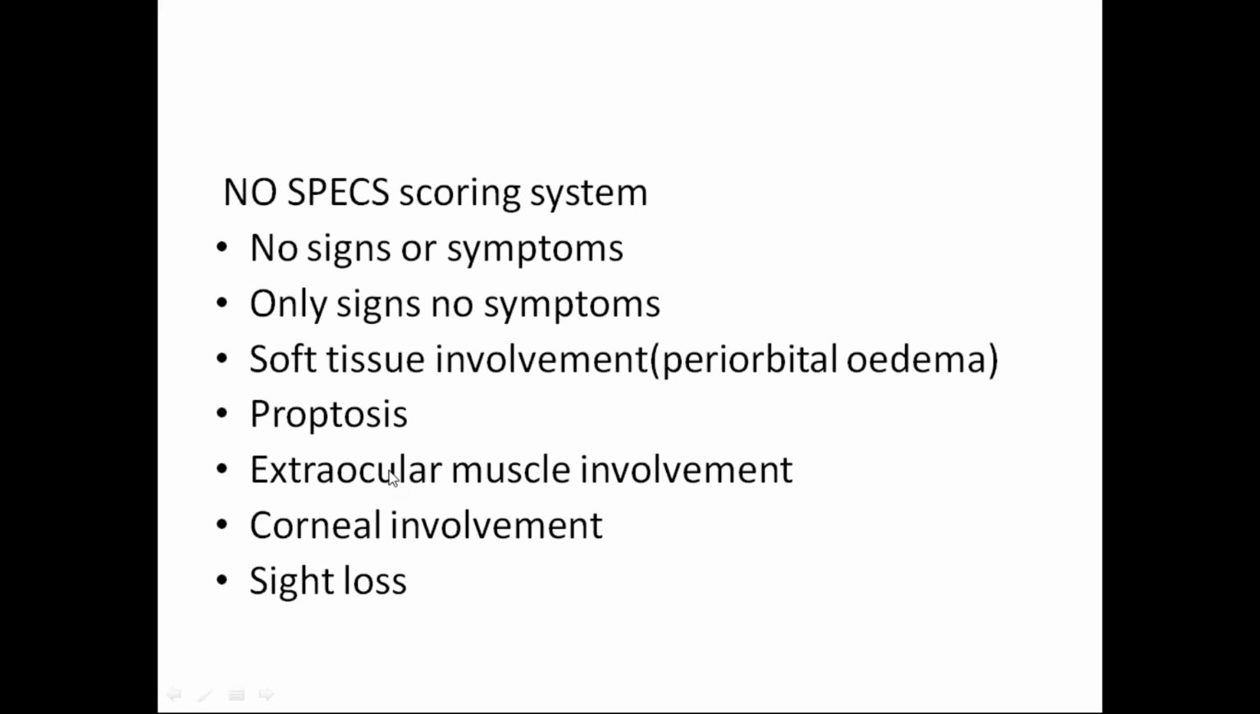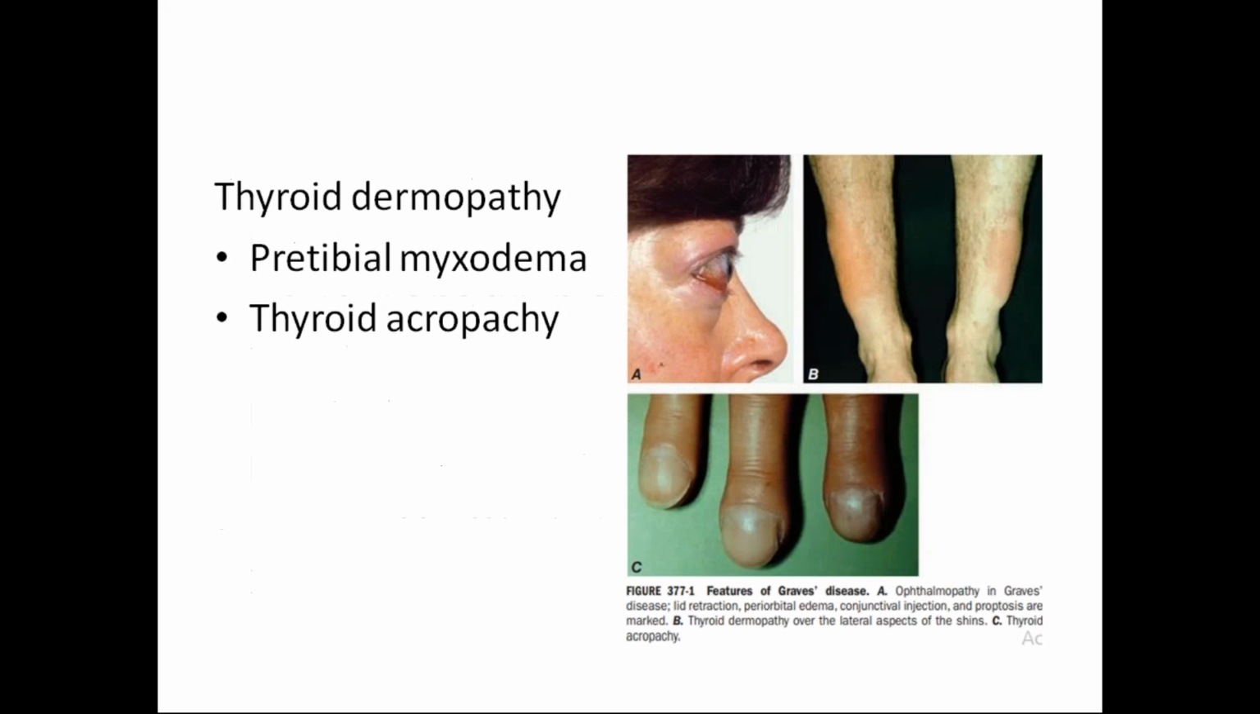It's extending from ocular to extraocular. Later, corneal involvement as the proptosis has become and the lid retraction has become more severe, and eventually leading to sight loss. That means the optic nerve is involved.